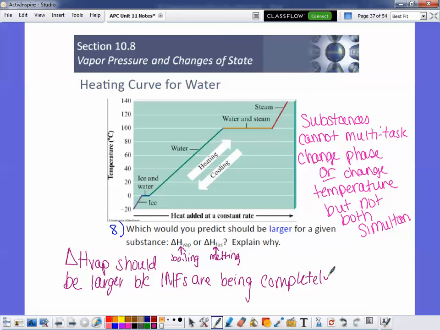Yes. It's not just water. It's going to be true for any given substance. I specifically said water because it had to do with the heating curve. But for any substance, the delta H of vaporization should be greater than that of fusion, okay? Because those intermolecular forces still play a pretty big role in liquids, whereas they don't in gases, okay?